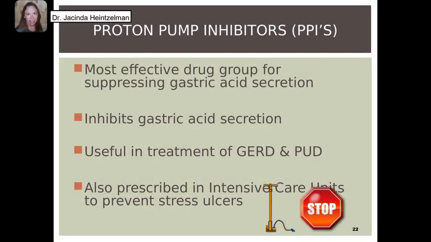Other medications that we can use for peptic ulcer disease and for GERD are the proton pump inhibitors. These are the most effective drug groups that are going to help suppress the gastric acid secretion. So what exactly do they do? Well, they inhibit gastric acid from being secreted in the stomach. And again, we use that for GERD and peptic ulcer disease. We also will see the proton pump inhibitors being used in the ICU within the hospital, and we'll use these to prevent stress ulcers.